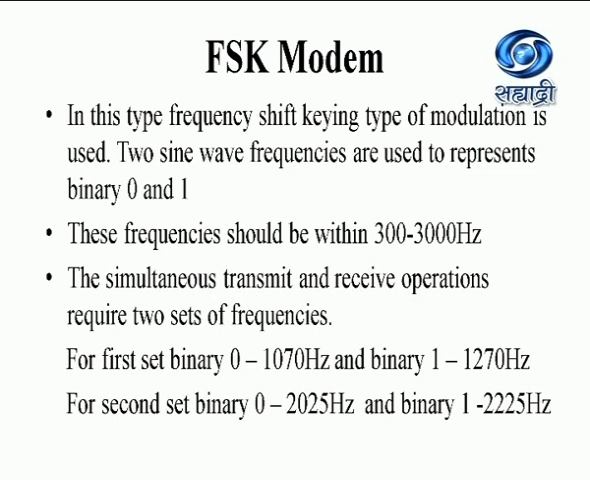Here, the first section modem is connected to the telephone lines, where the digital signal is converted to the analog signal, and that analog signal is again connected to the second set of FSK modem. In this way, we can use this FSK modem in digital communication.